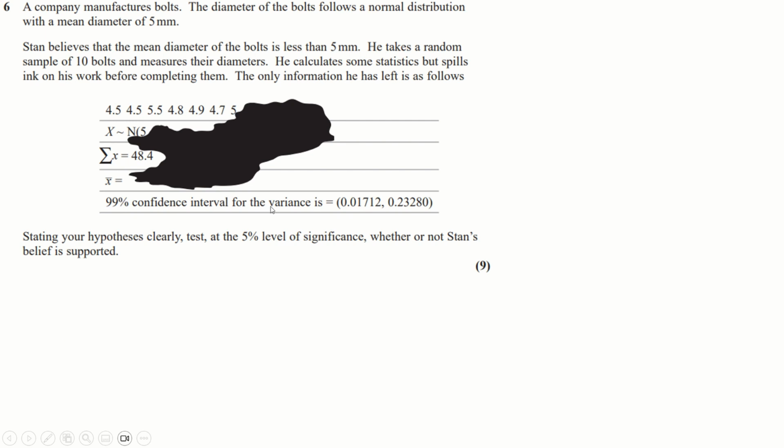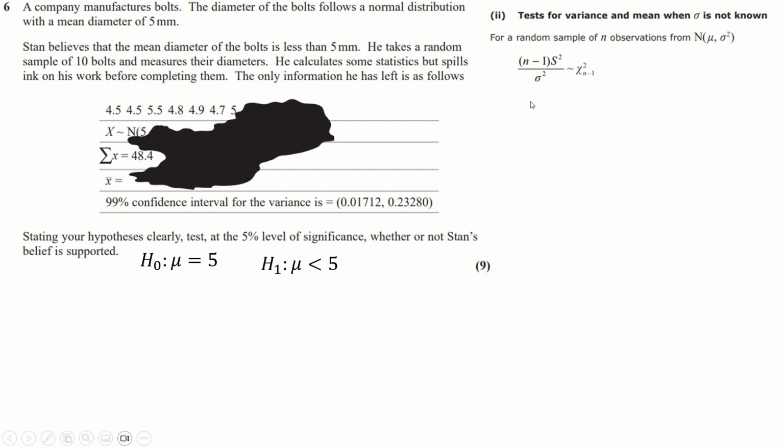We've got a 99% confidence level. So that seems like a good place to start. Write down our hypotheses, obviously. So H0 is that mu is just 5, and H1 is that it's less than, because that's what he's saying there. When the variance isn't known, which it isn't here, we've seen this before, right?